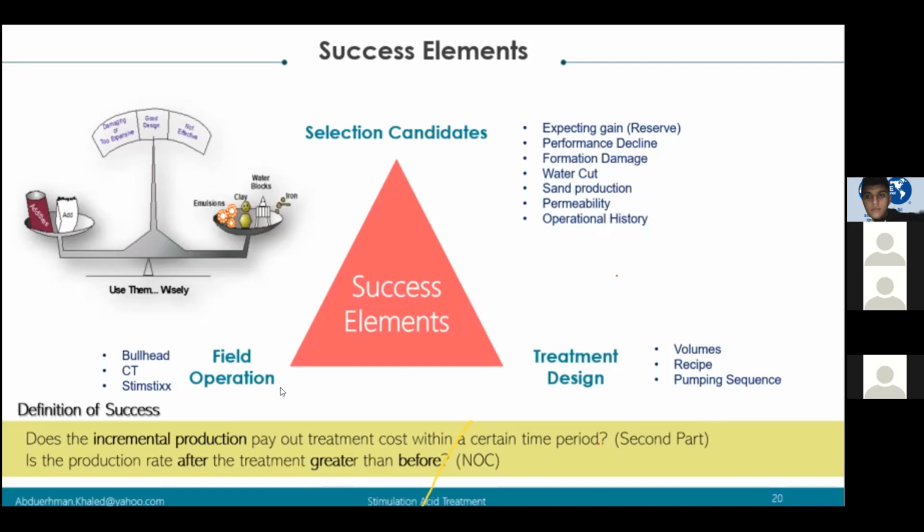But normally for the NOCs, they consider this one. I mean, they don't really care about the payback time, because they are big companies and they don't really pay attention to the paying back time. While small companies consider the incremental production and link it to the economics.